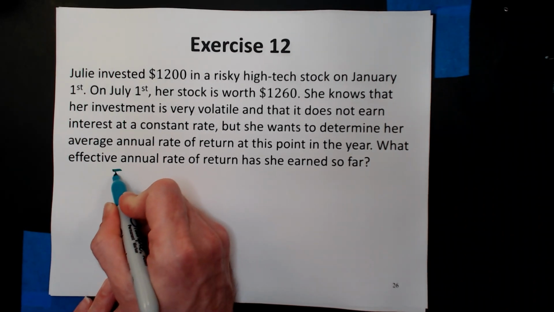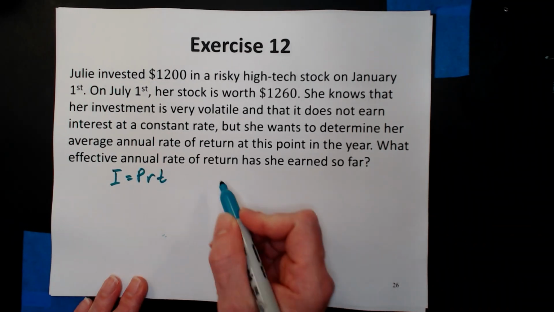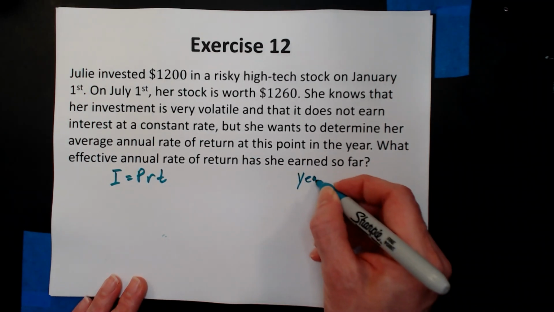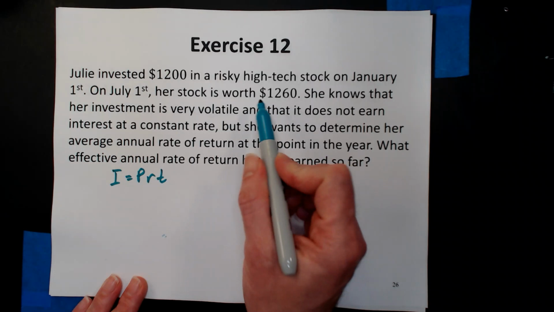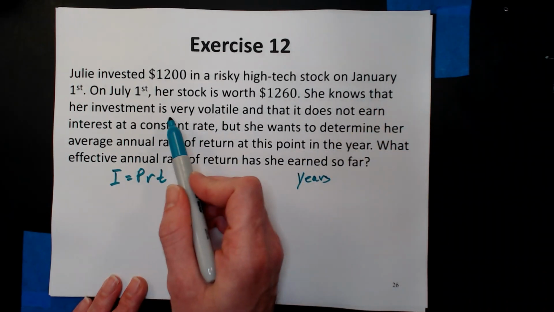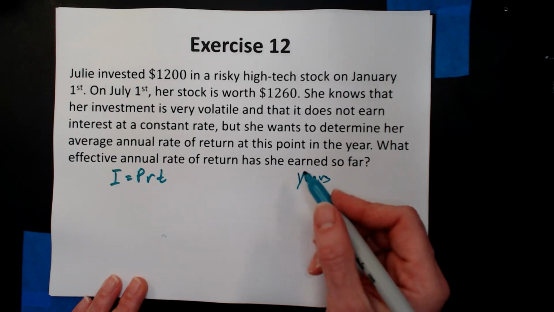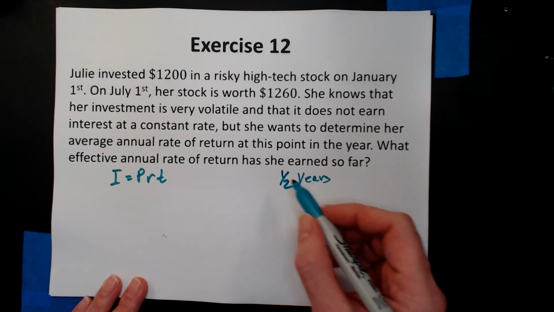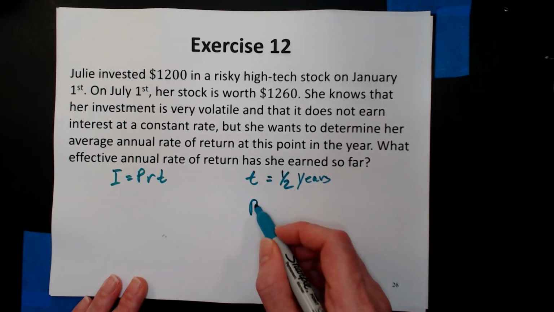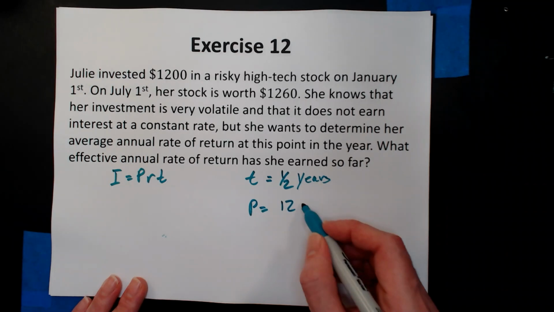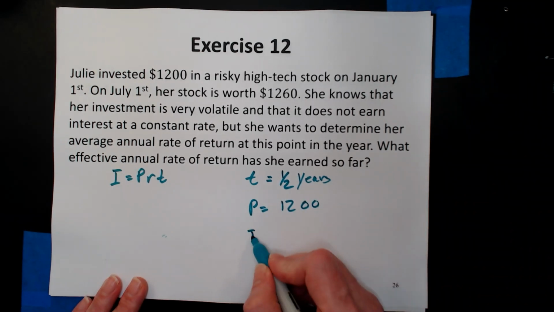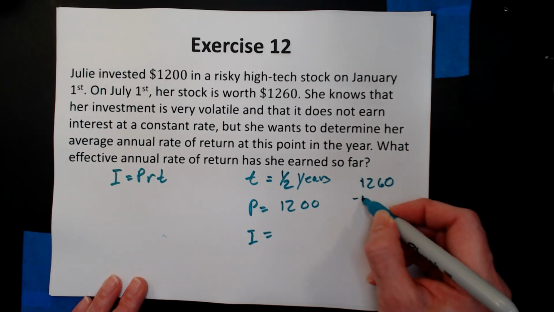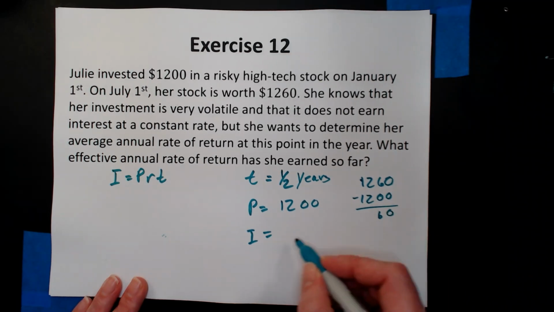So we're going to have interest equals principal times rate times time. And so we know the time, it's going to be in years. Since it's from January, which is the first of the year, all the way to July, which is the middle of the year, it's going to be 1/2 year. And that's going to be our time. Our principal that we're investing is $1,200. And our interest is not $1,260. It's actually $1,260 minus $1,200, which gives us $60 in interest.